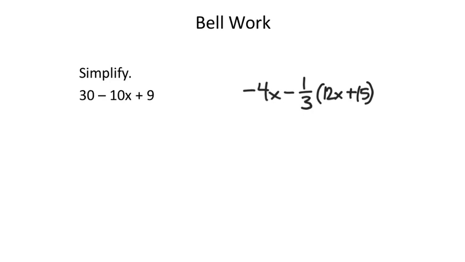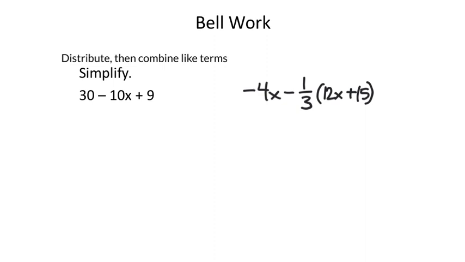All right, for this bell work, we got two problems. It just wants us to simplify, and remember, when it does say to simplify, it's telling us to distribute if it's necessary, then combine like terms. So this first example, like terms, there we go.